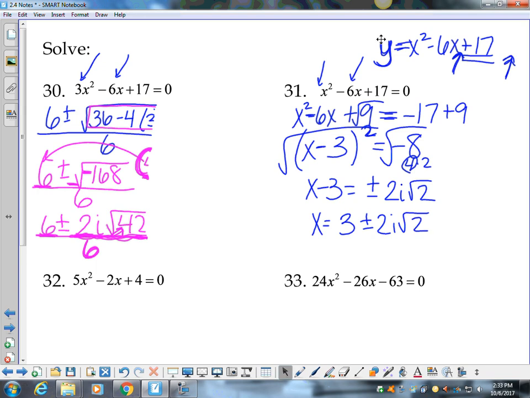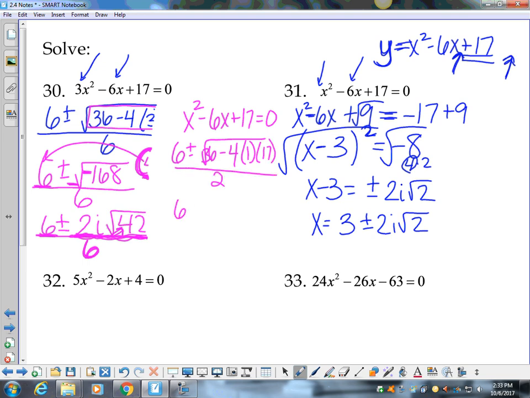Now, some of you are still probably really grumpy about completing the square. Again, you have to learn how to do this. If you get in a jam, yes, you can do the quadratic formula, but watch. You'll get the same answer. Opposite of b, b squared is 36, minus 4ac all over 2a.